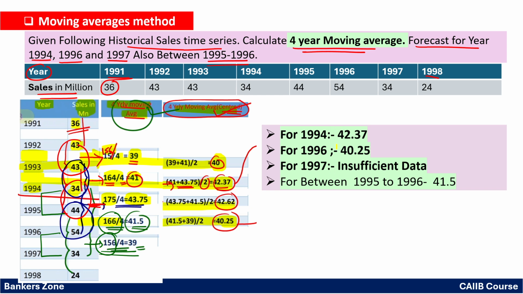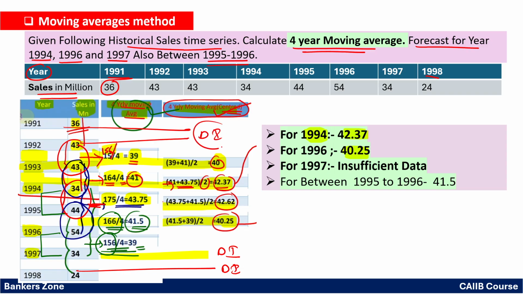Now see what they are asking. For 94, what is the value? You can simply say 42.37 will be the value. For 96, what will be the value? 40.25. If they are asking for 97, you can simply say the data is insufficient. For 98, data insufficient. For 91 and 92 also, data insufficient.